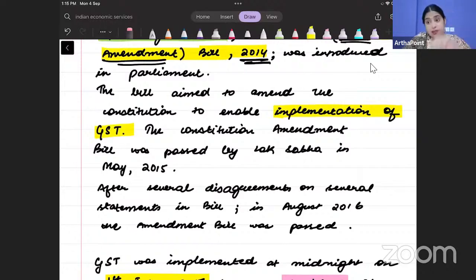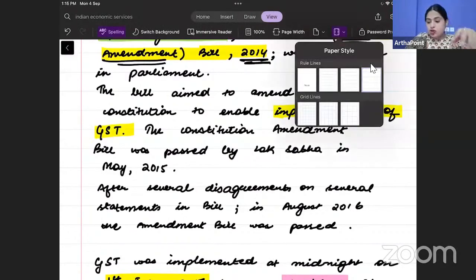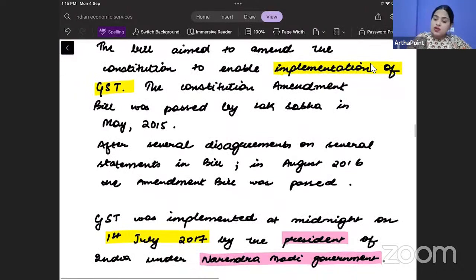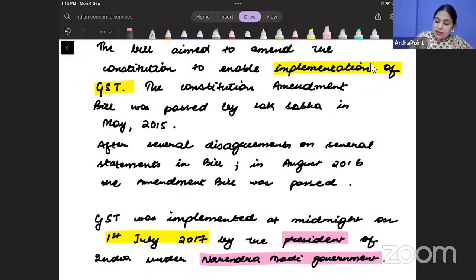And this same bill, when we amended the Constitution, after that this bill was passed in May 2015 in Lok Sabha. We got it passed in the Lok Sabha. Again, as I told you, there were a lot of disagreements about whether GST should be brought or not. So after that this bill went from Lok Sabha back to Rajya Sabha, then Lok Sabha again. So there were multiple rounds that took place. And after all those disagreements, finally, in August 2016, the amendment bill was passed.